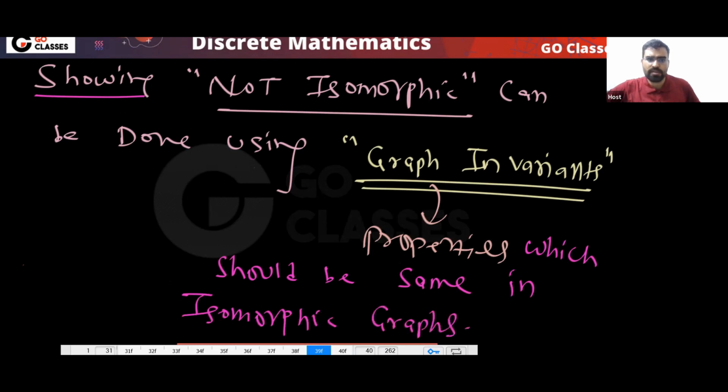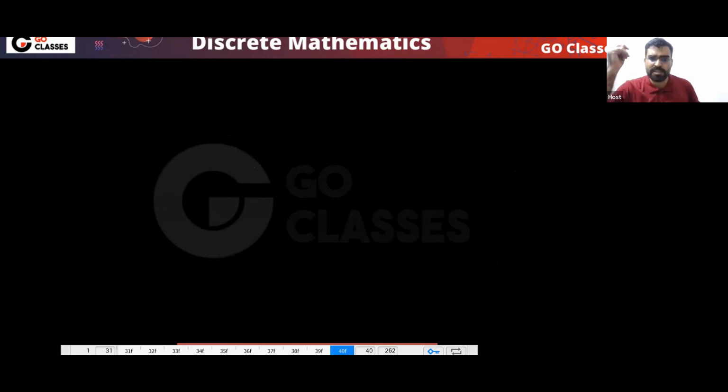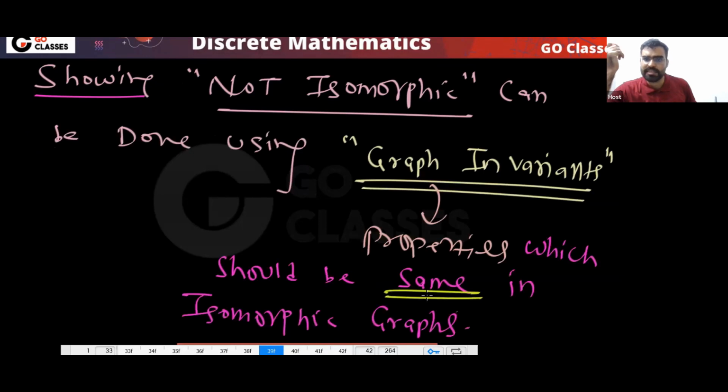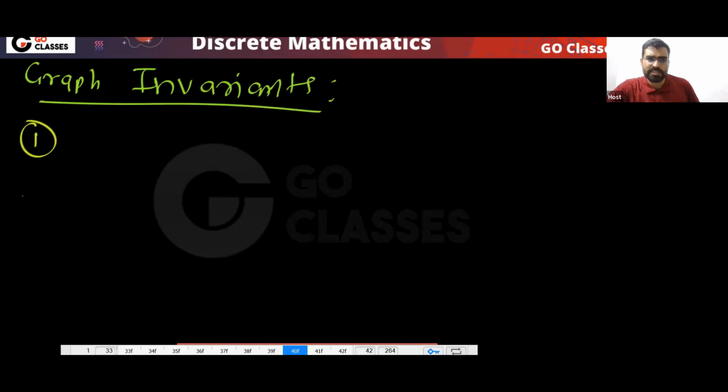Are you getting what I'm saying? Can anyone tell me which properties must be the same in two isomorphic graphs? Graph invariants. Remember, these graph invariants are the properties which should be exactly the same in isomorphic graphs. If I give you two isomorphic graphs, then what should be the same? Number of vertices must be the same, yes or no? So the order of the graph must be the same.